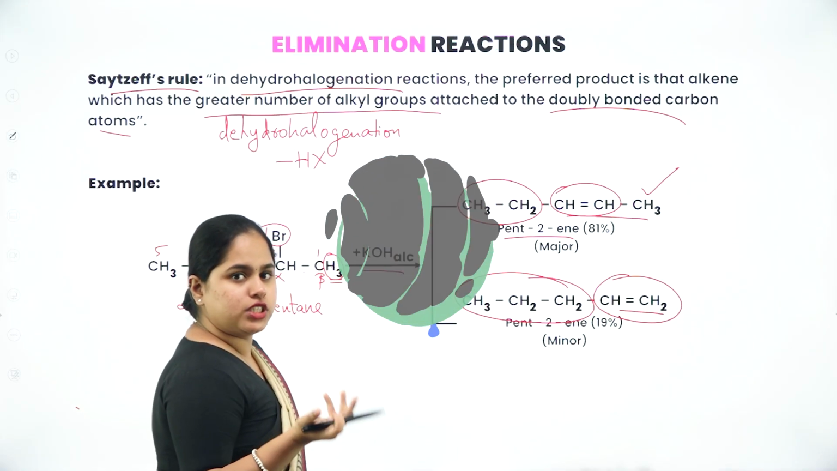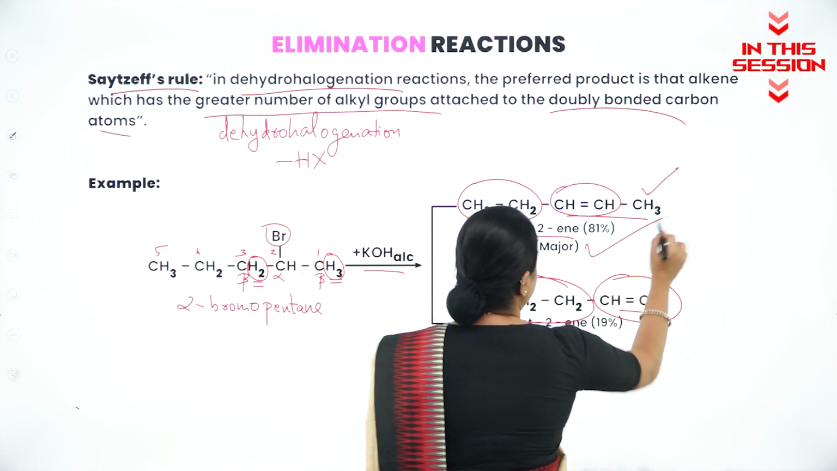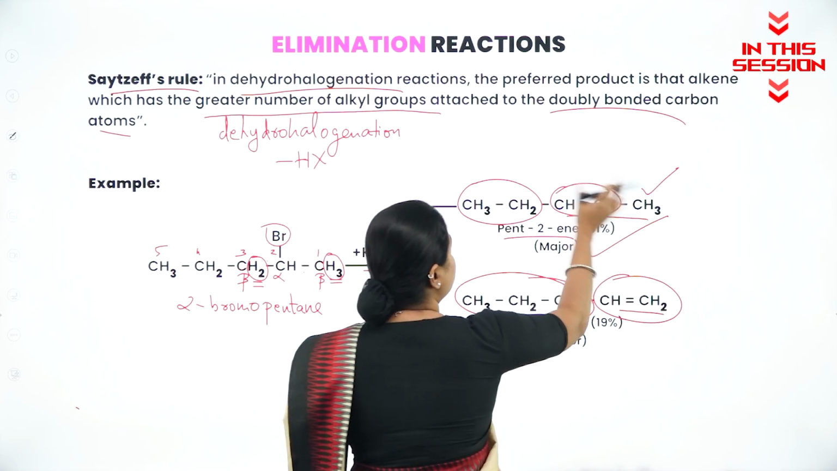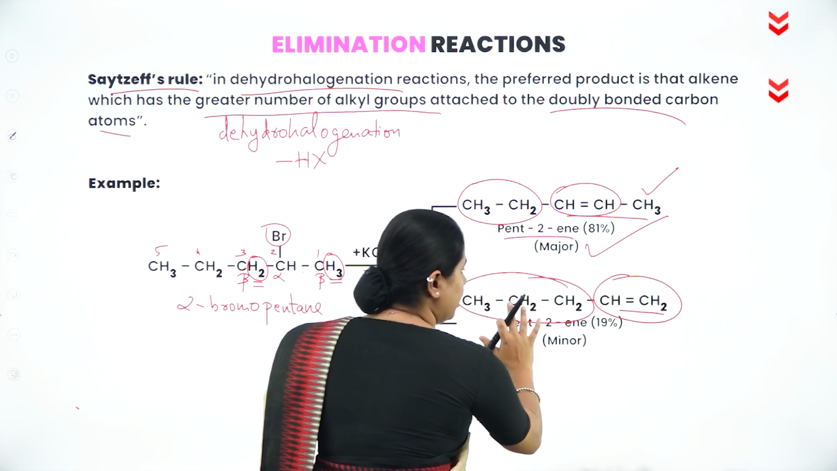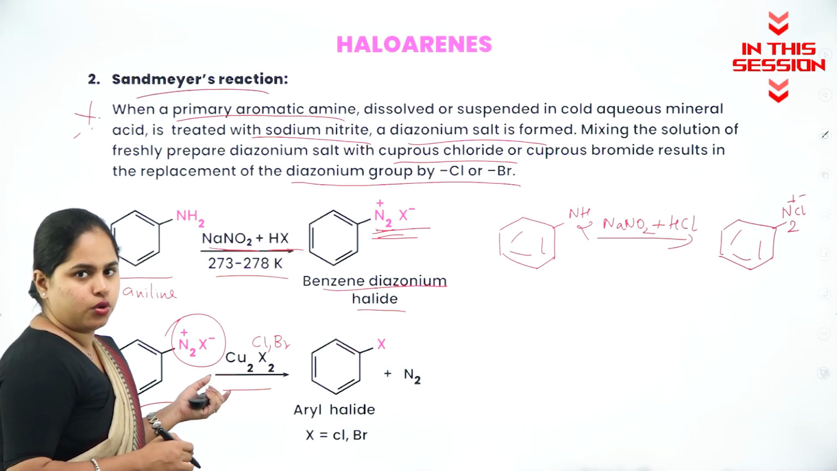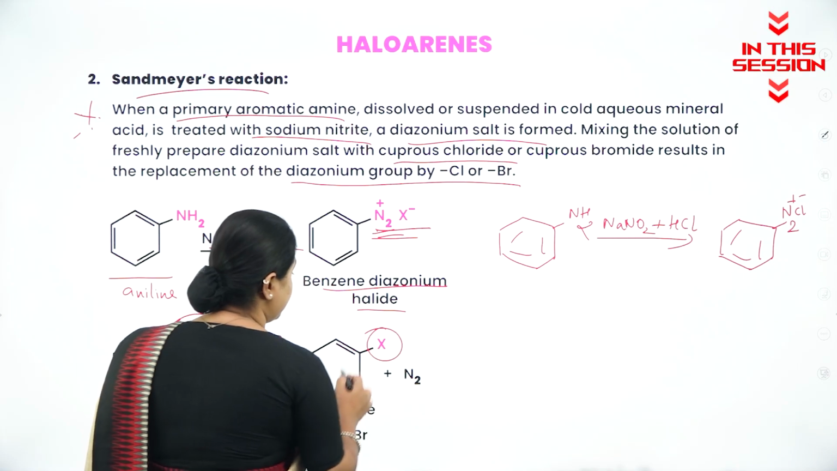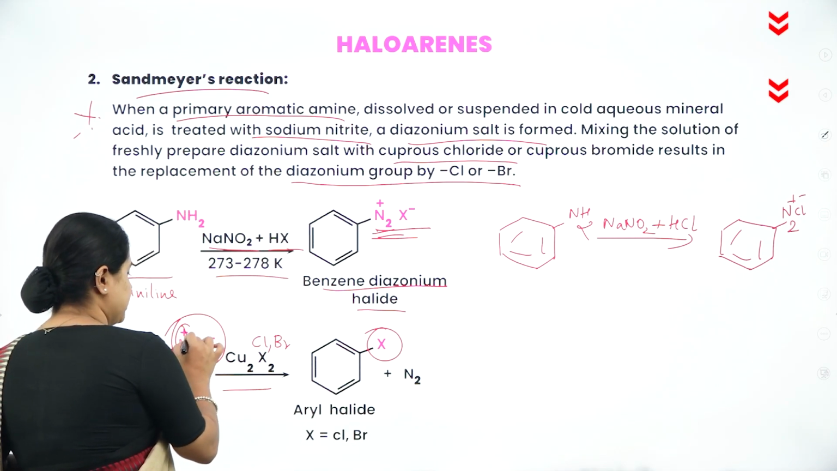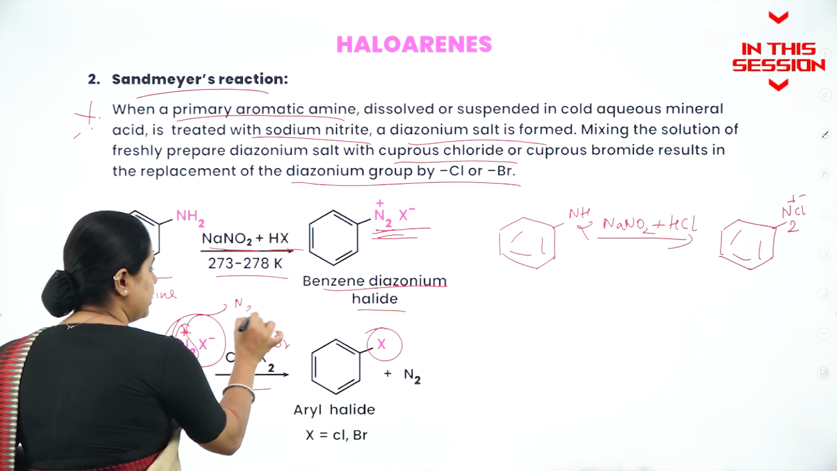According to Zaitsev rule, which will be the major product? Of course, this will be the major product because two alkyl groups you are getting here. Here only one alkyl group you are getting. The diazonium part will be substituted by the halogen, and N2 you can see will be removed as nitrogen gas.